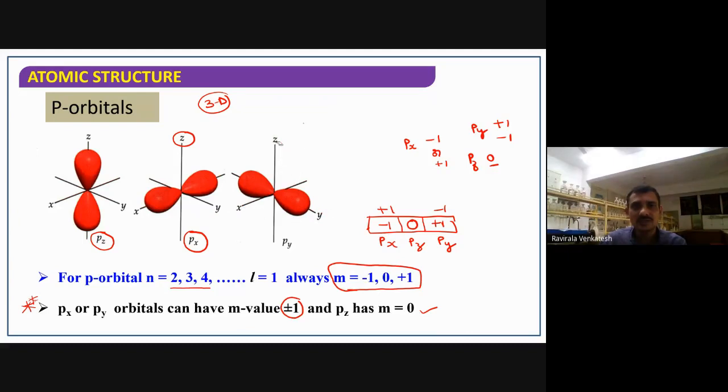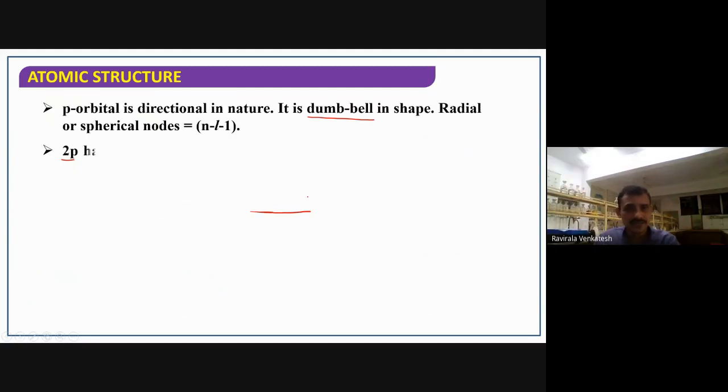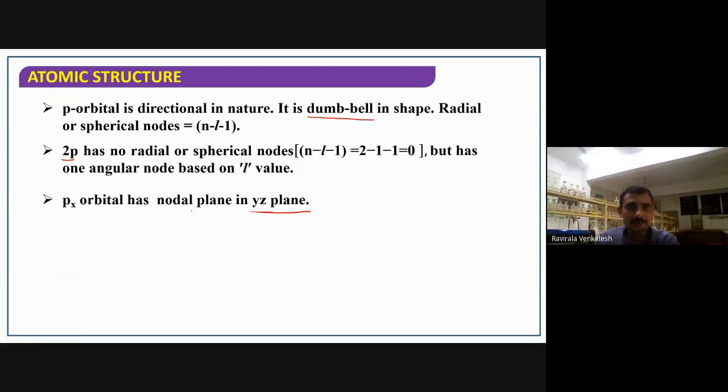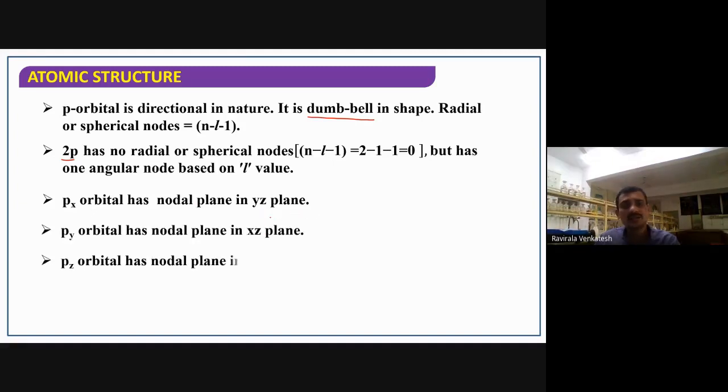Whenever you draw a diagram, wherever there is a probability of finding the electron, we get this shape on the y-axis. The shape is actually a dumbbell shape like this. So here we are discussing nodal planes. For the px orbital, the nodal plane is the yz plane. For the py orbital, the nodal plane is the xz plane. For the pz orbital, the nodal plane is the xy plane.